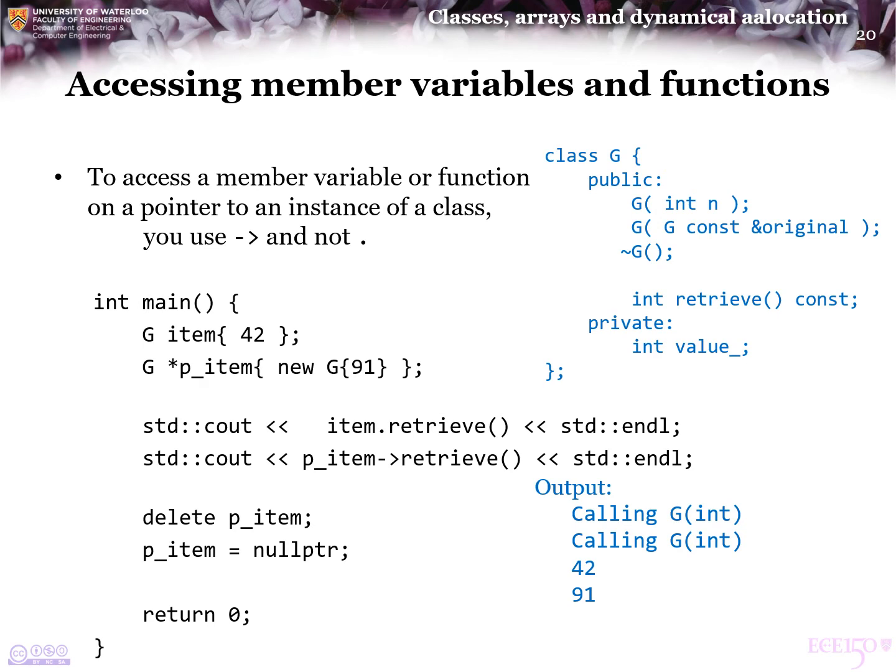We now call delete on p_item, which calls the destructor on that object at that address, and then we set p_item to null pointer to avoid a dangling pointer. Subsequently, when the function exits, the compiler sees that item is going out of scope and calls the destructor on item as well.